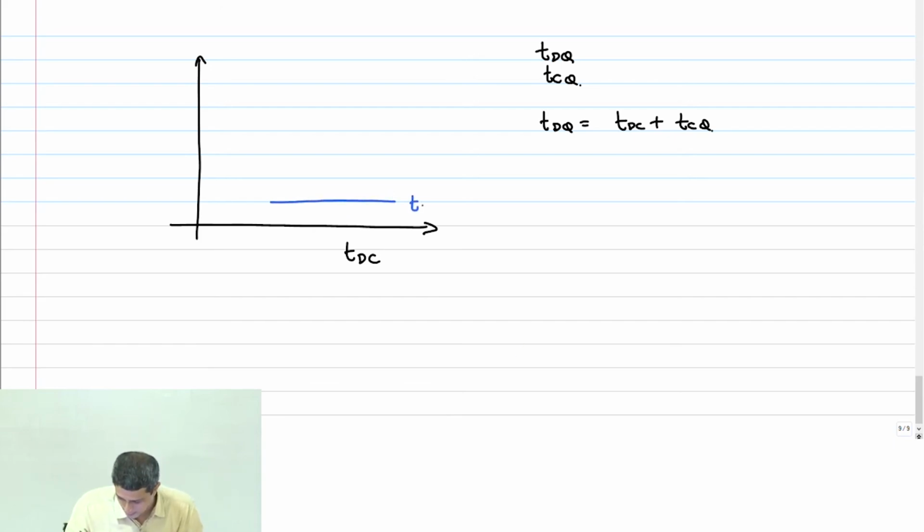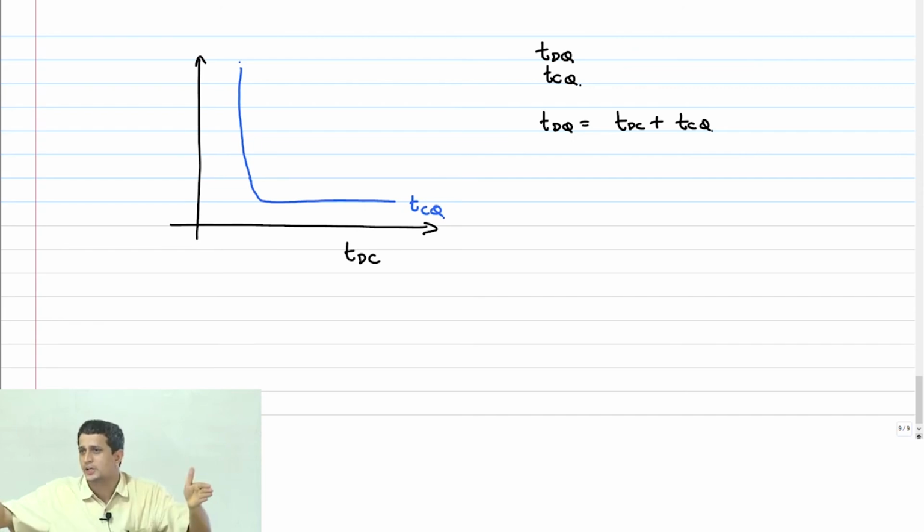As I bring TDC closer and closer, what will happen to TCQ? It will start increasing, right? The clock to Q delay will start increasing like this. And at some point it can go up significantly, because the metastability time will be very large after that. Okay, you have to simulate this to see it.